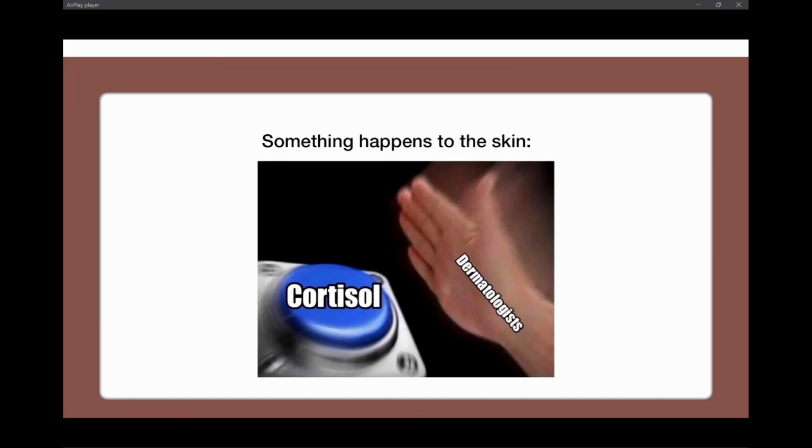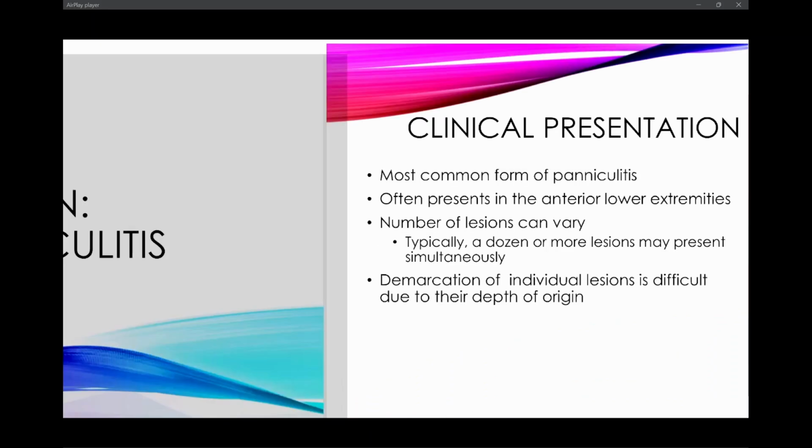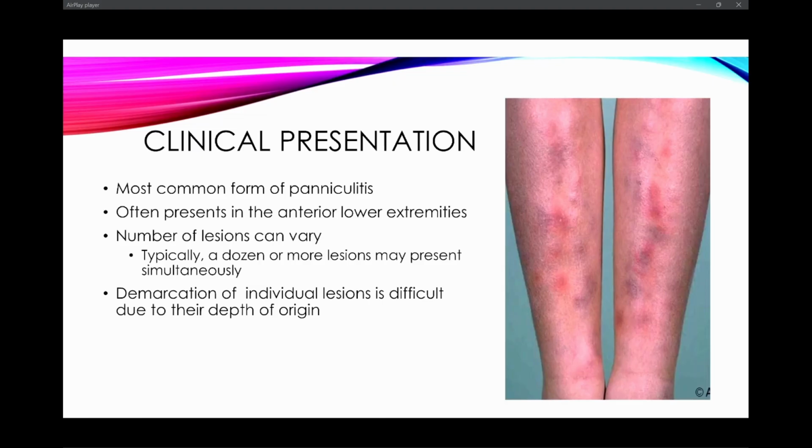Hydrocortisone cream, right? Everything. Okay, and the next one, panniculitis. Erythema nodosum is the example for this one. This is the most common form of panniculitis, most commonly on the anterior lower extremities, and that's what we have right here. Number of lesions can vary.